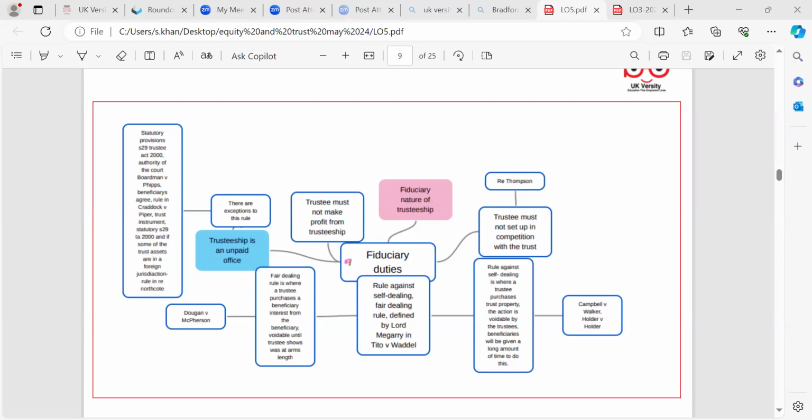They must not favour one beneficiary over another, and they must not, without authority, make a profit from their role, because it's really important when we talk about fiduciary duties. Why is it important to not make a profit out of this?